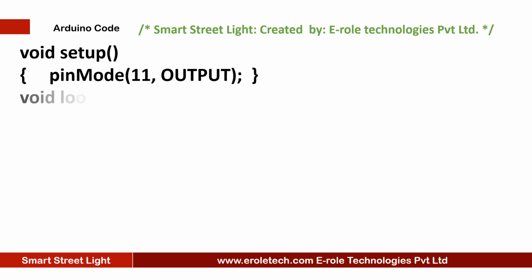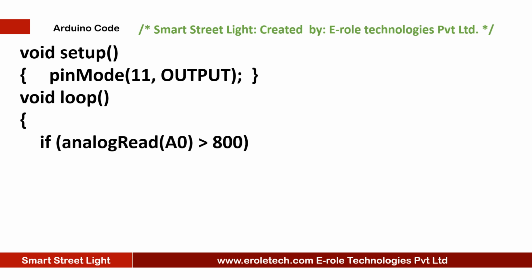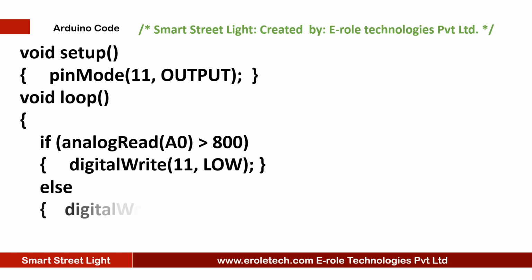Void loop. This function continues to execute the code written inside it over and over unless we reset the Arduino hardware board. Analog read A0. This function will read the analog voltage of pin A0. If its value is greater than 800, then Arduino will give a low signal at its pin number 11, and the LED will turn off. It shows that there is sufficient daylight. If its value is less than 800, then Arduino will give a high signal at its pin number 11, and the LED will turn on.